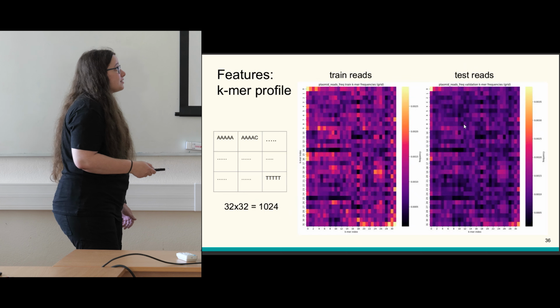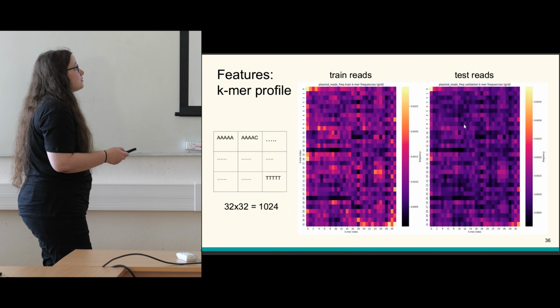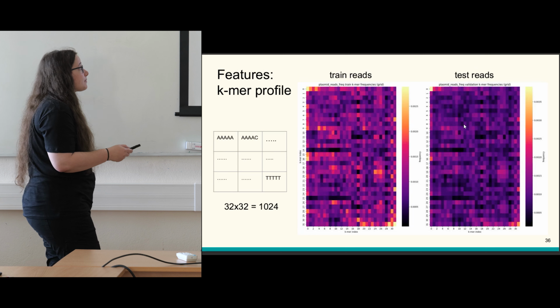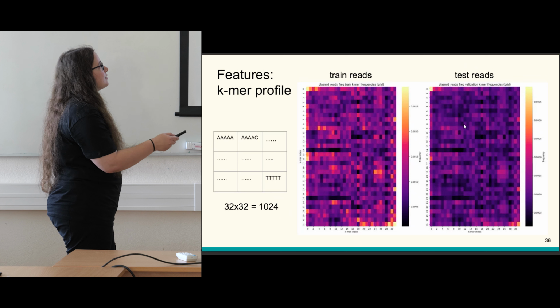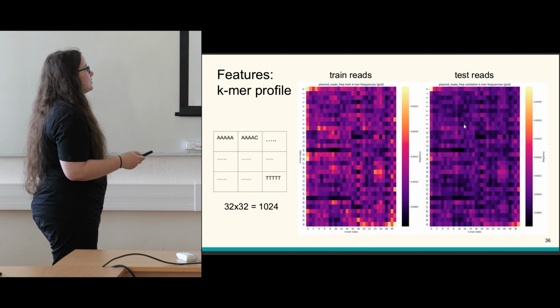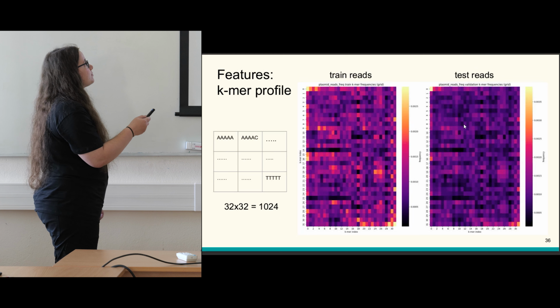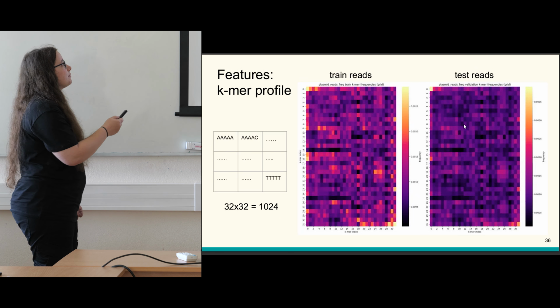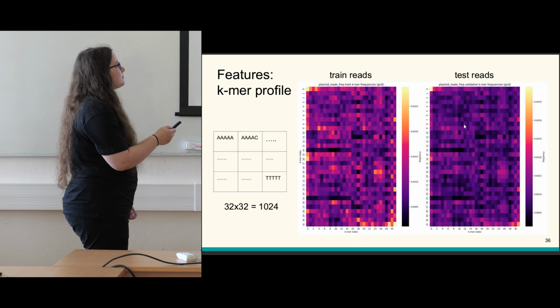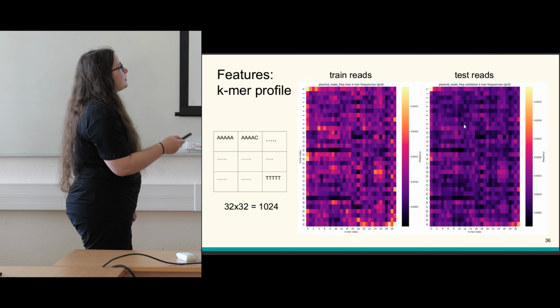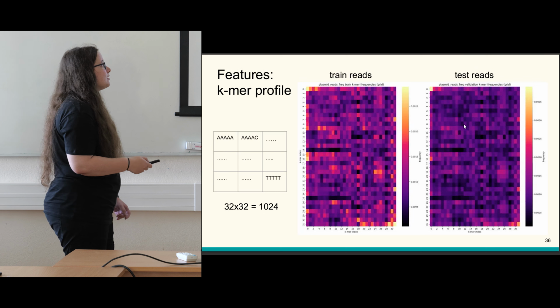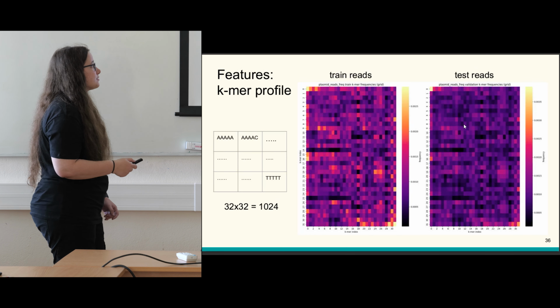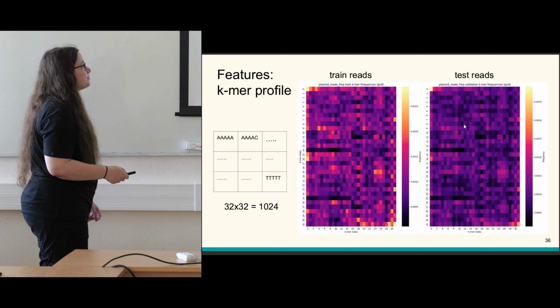Here is an example of the k-mer profile, but not for a single read, but for the whole training set. As we can see in this picture, here we have the training set. Here we have the testing set read. And each square in this plot corresponds to the frequency of one 5-mer. And if we look at these plots, they are somehow similar. You can see the darker part here. It is all darker also here. For example, here too, here too. So they are somehow similar, which suggests that this might be some informational feature.